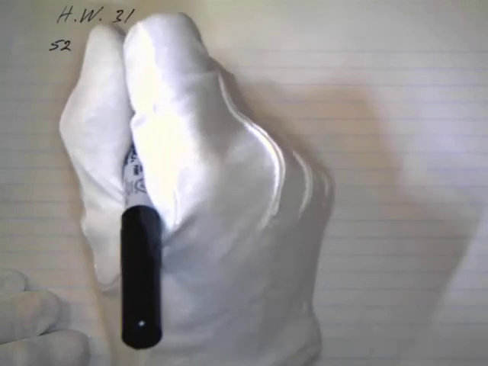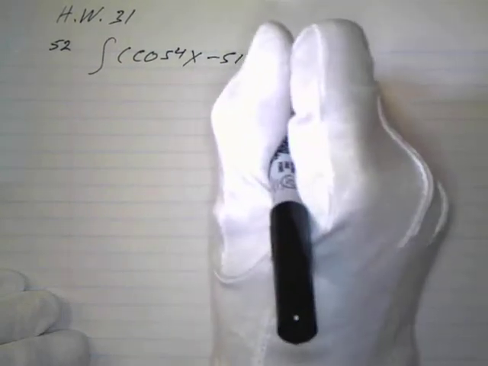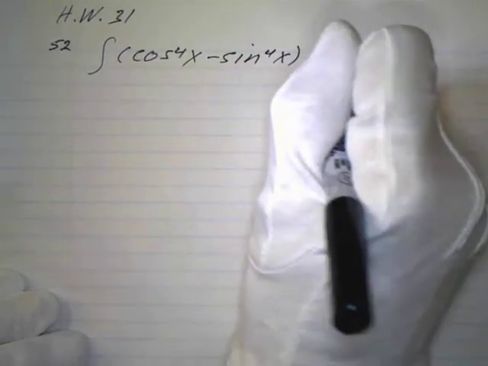Okay, this will be homework number 31, so I'll try to do a couple of these here. This is number 52. And we wanted the integral of the cosine to the fourth of x minus the sine to the fourth of x dx.